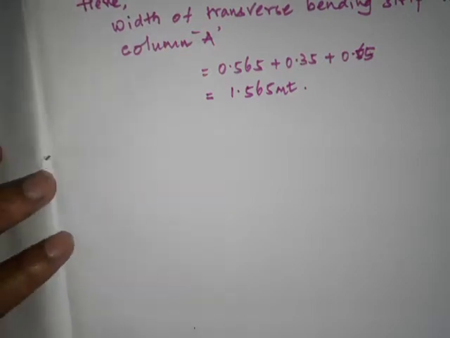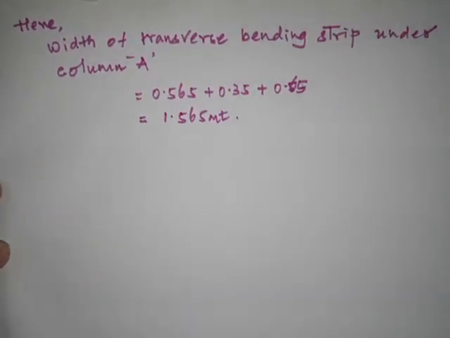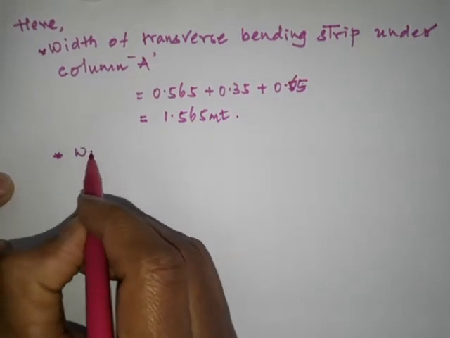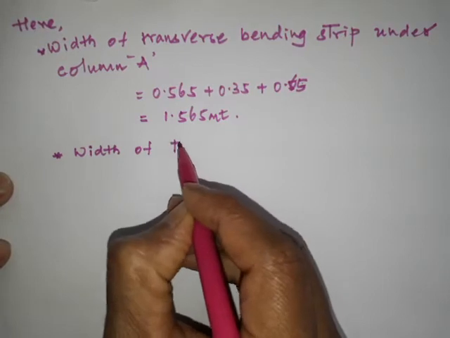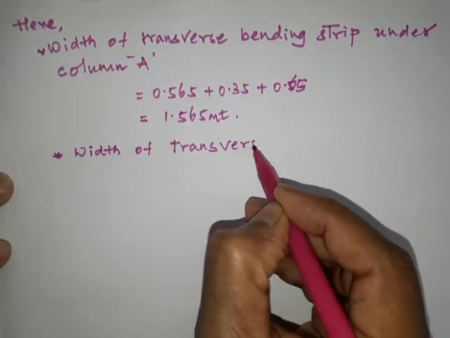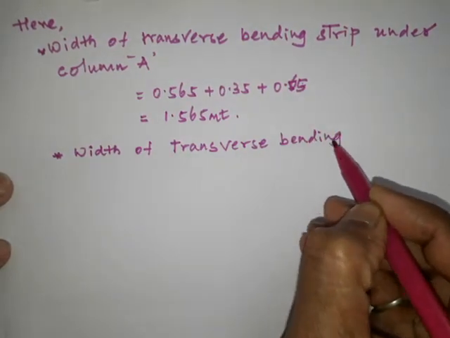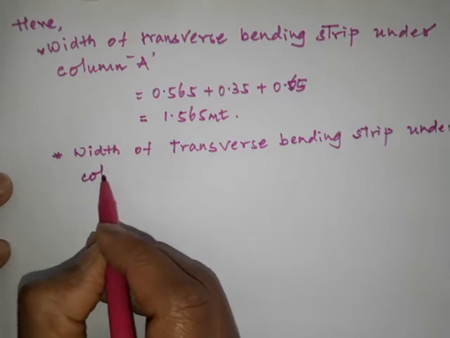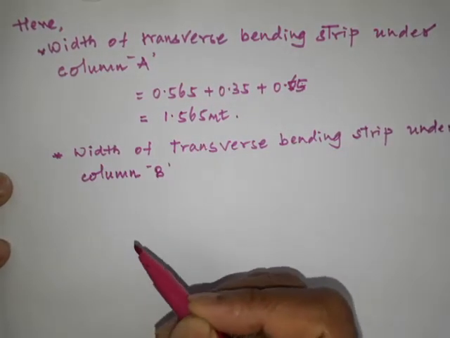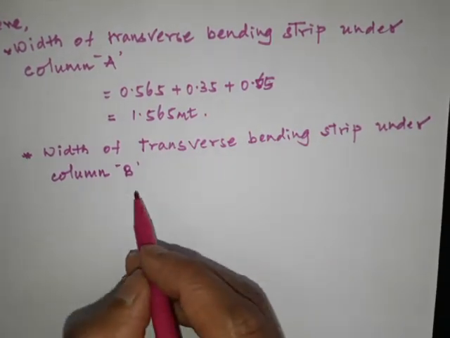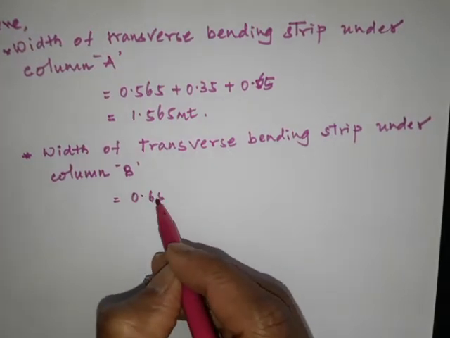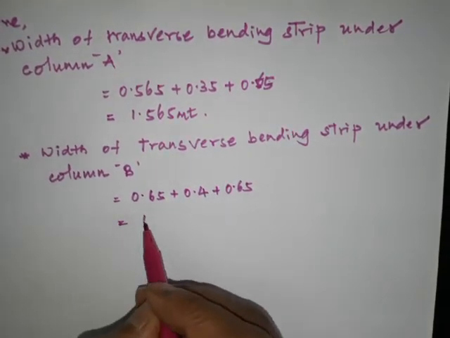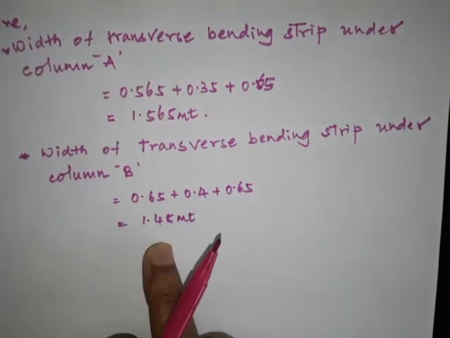Okay, then under column B. Next, width of transverse bending strip under column B, okay, so that is 0.65 plus 0.4 plus 0.65, I'll just explain that. So we'll get 1.48 meter under column B.